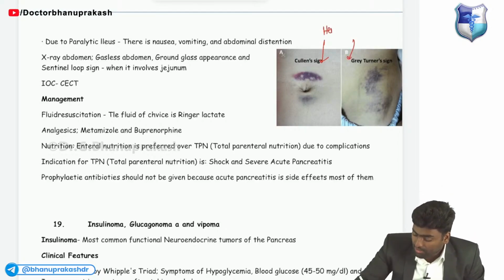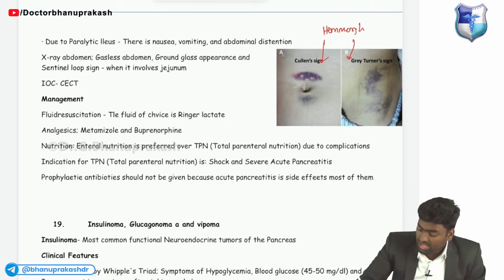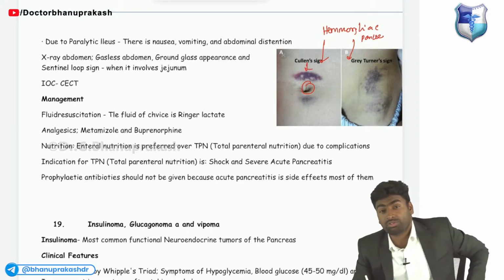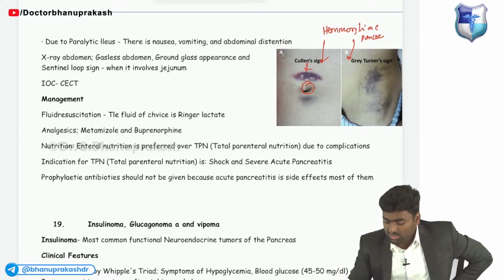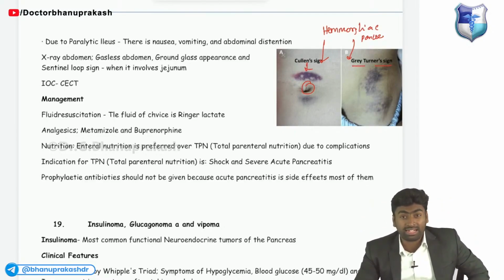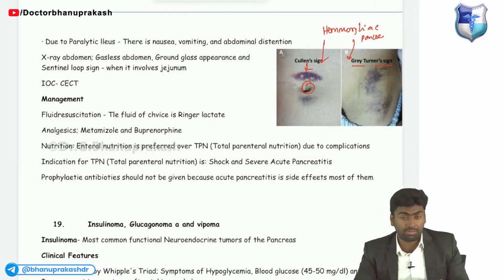In a case of hemorrhagic pancreatitis, you will be able to see this type of signs. If it is around this umbilicus, it is known as Cullen sign. And if it is around the flank region, it is known as what? It is known as Grey Turner sign. And there is also one more sign around this inguinal region. It is known as Fox sign.